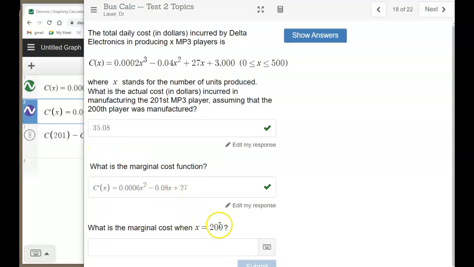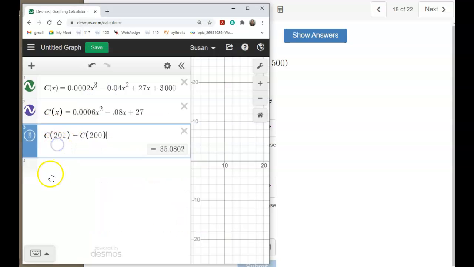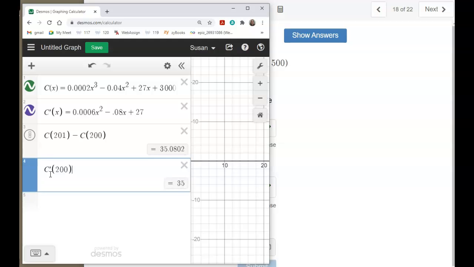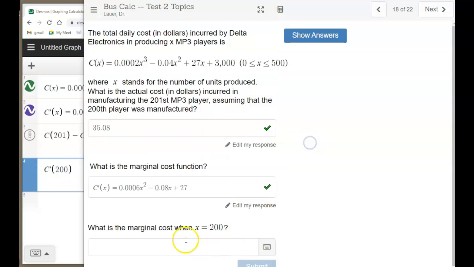The marginal cost when x is 200 is c prime of 200, which is 35. So I need c prime of 200 equals 35. So that's what I'm expecting to see on your test. So now I've got those correct.